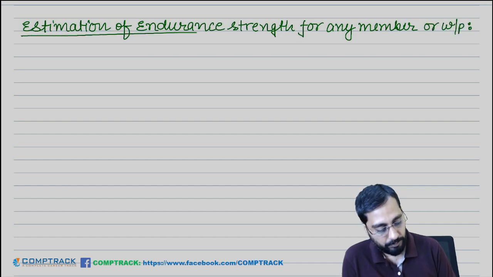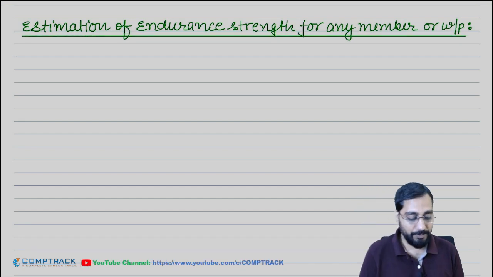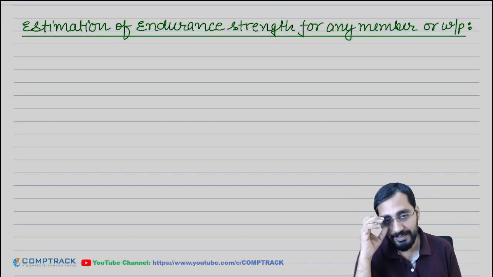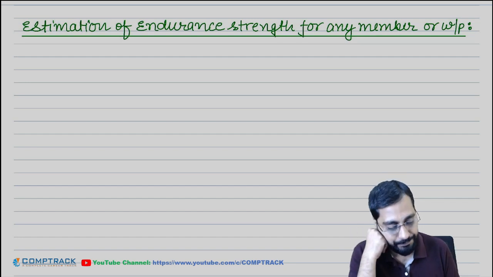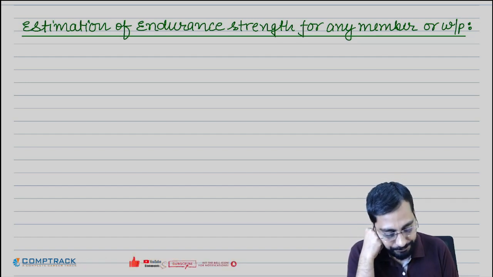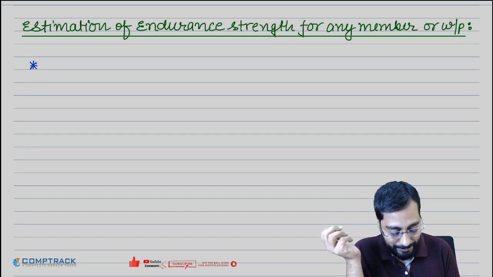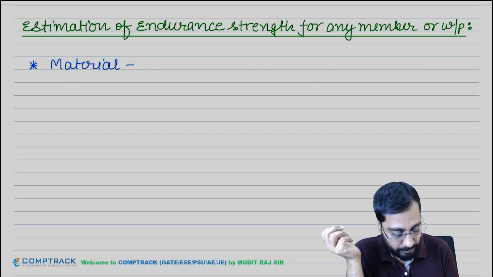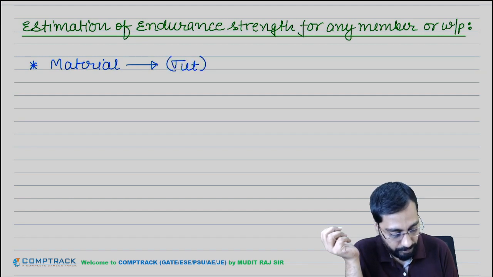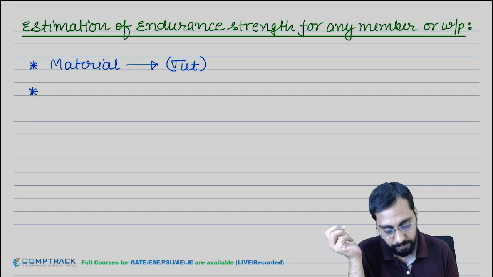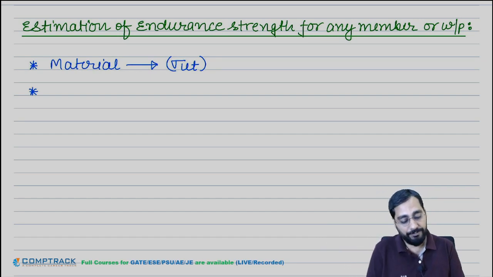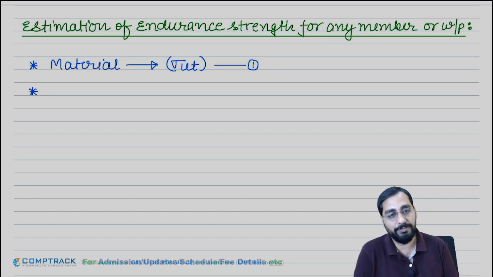How to find the endurance strength of any member or workpiece. Okay, so first of all, there will be material, and for the material sigma ut will be given to you. Okay, so this will be our first condition. First of all, check what is the sigma ut for the material.